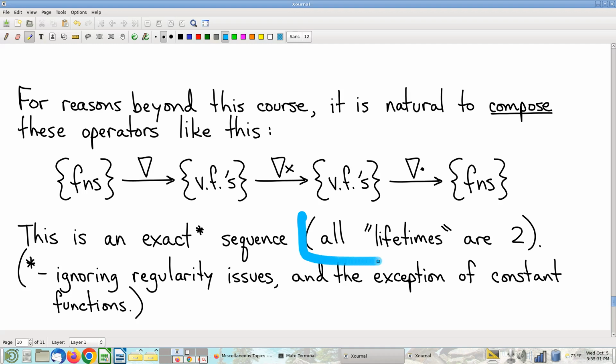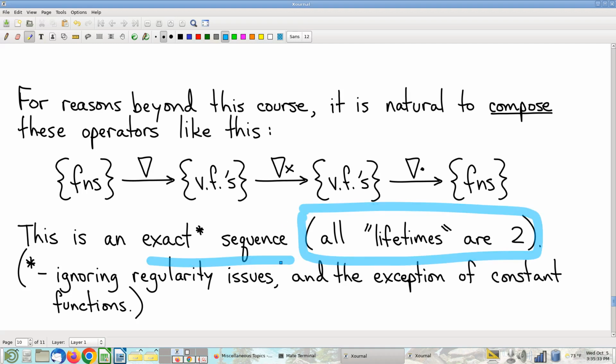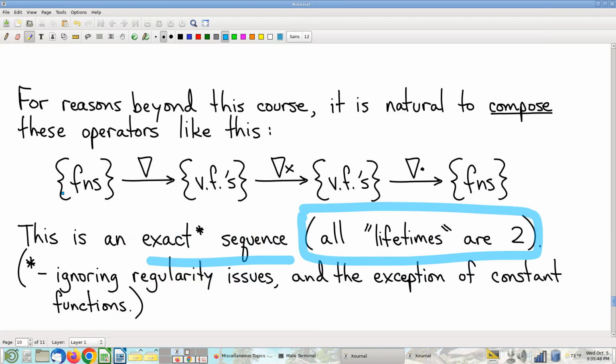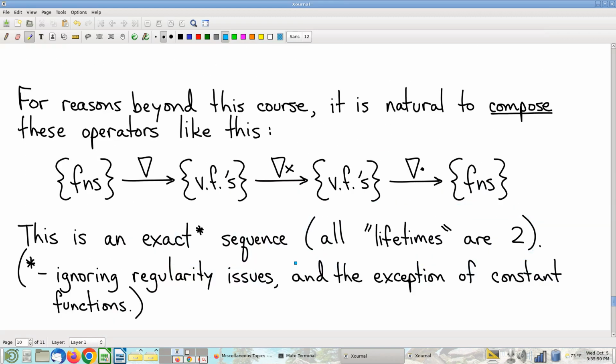Right? So we have these concepts now of time, of birth, of death, and with these ideas together, here's what an exact sequence is. An exact sequence is a sequence where all lifetimes are 2. And I claim this one statement encompasses a bunch of different facts, 2 of which I have noted right here. A bunch of different true facts about functions in vector fields and these operators right here.